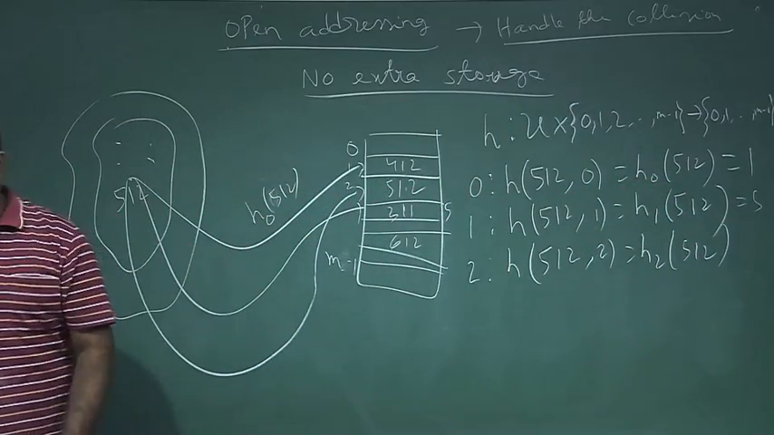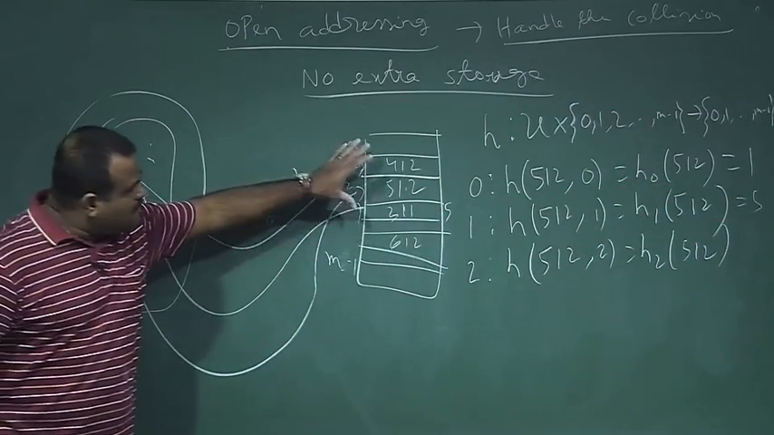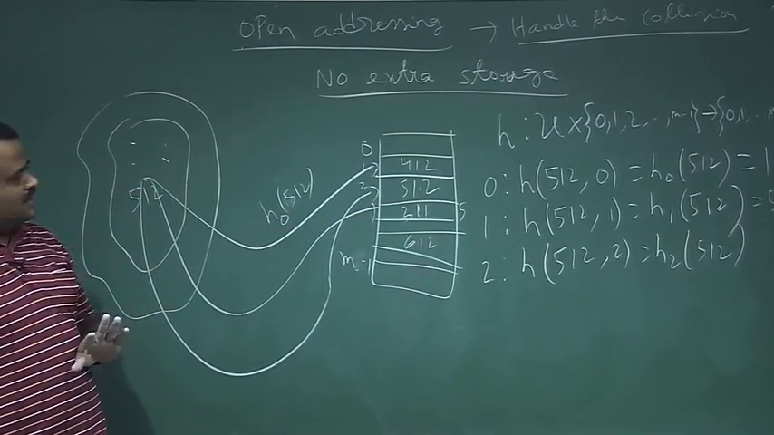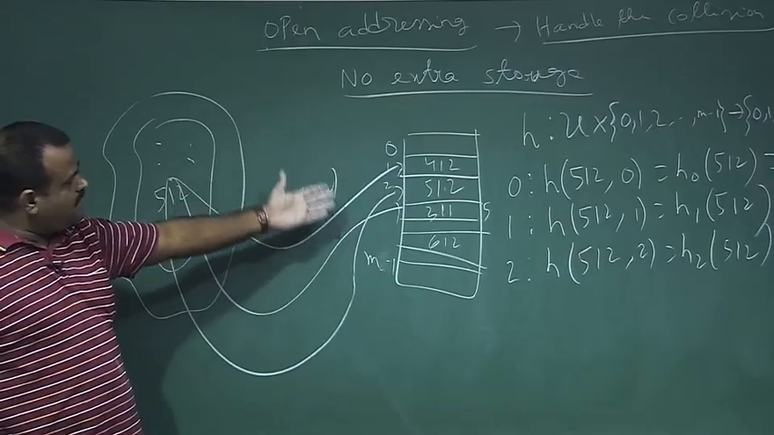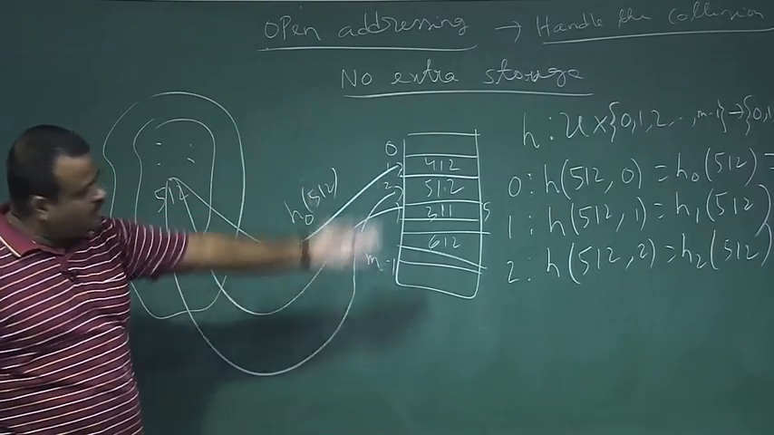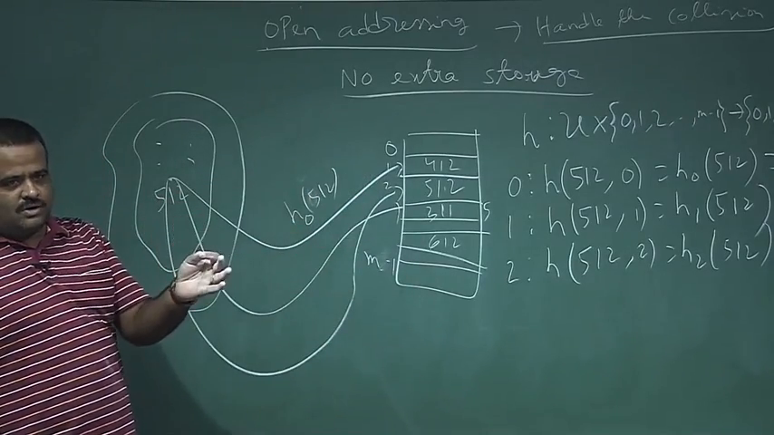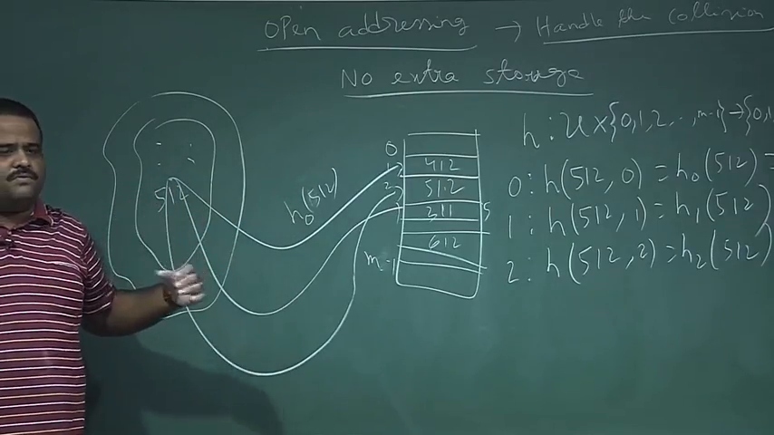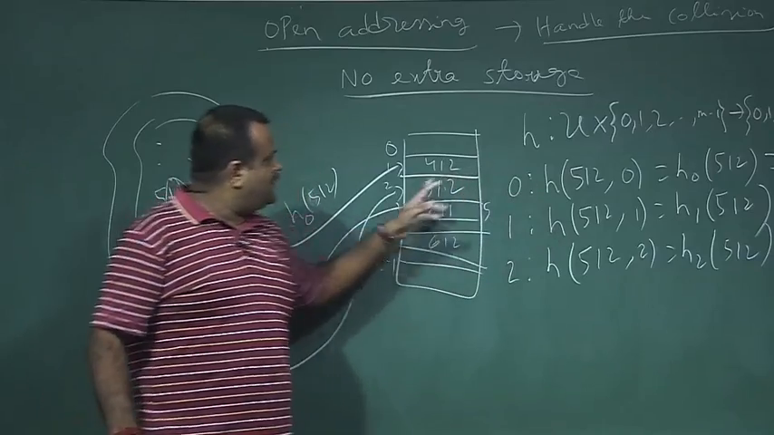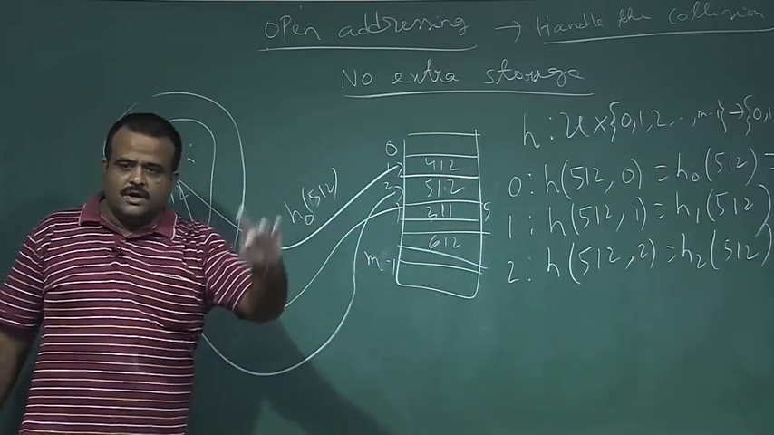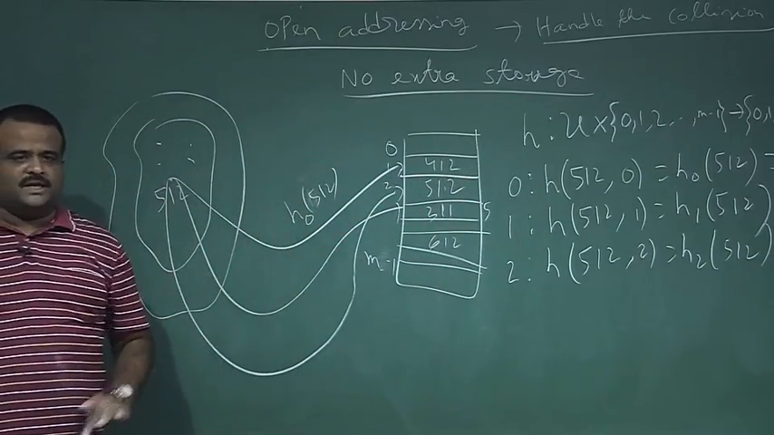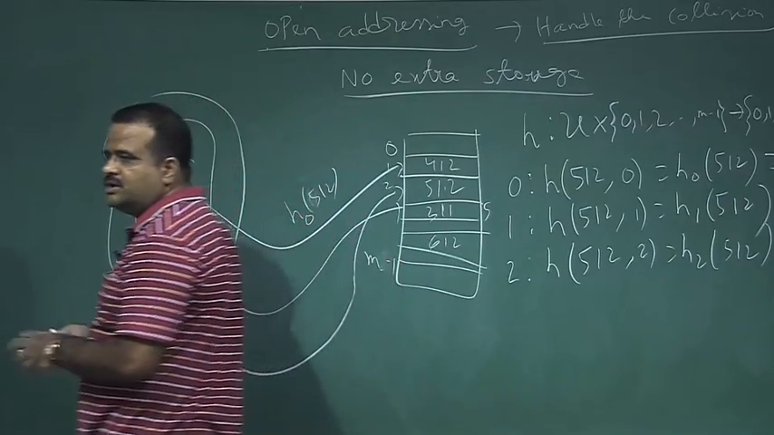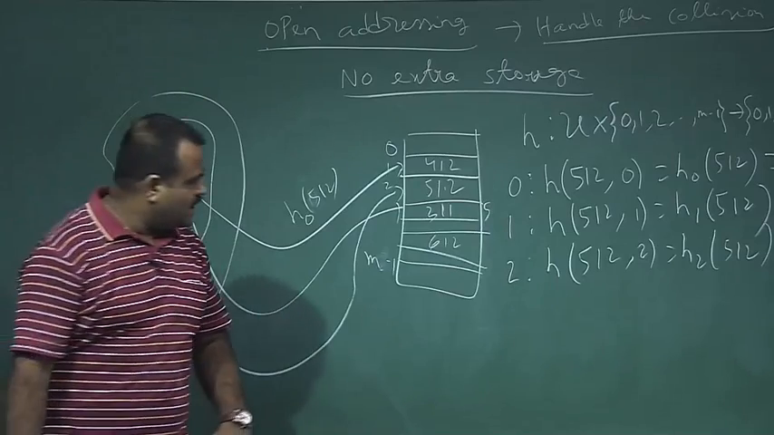So, we have a collection of hash functions. We will keep on searching for an empty slot until we succeed. Every time this is the probe sequence we have to follow. We first apply h0, the 0th probe. If it is hitting an occupied slot, we will try the next probe, like this, until we hit an empty slot. Once we hit an empty slot we will store it there.